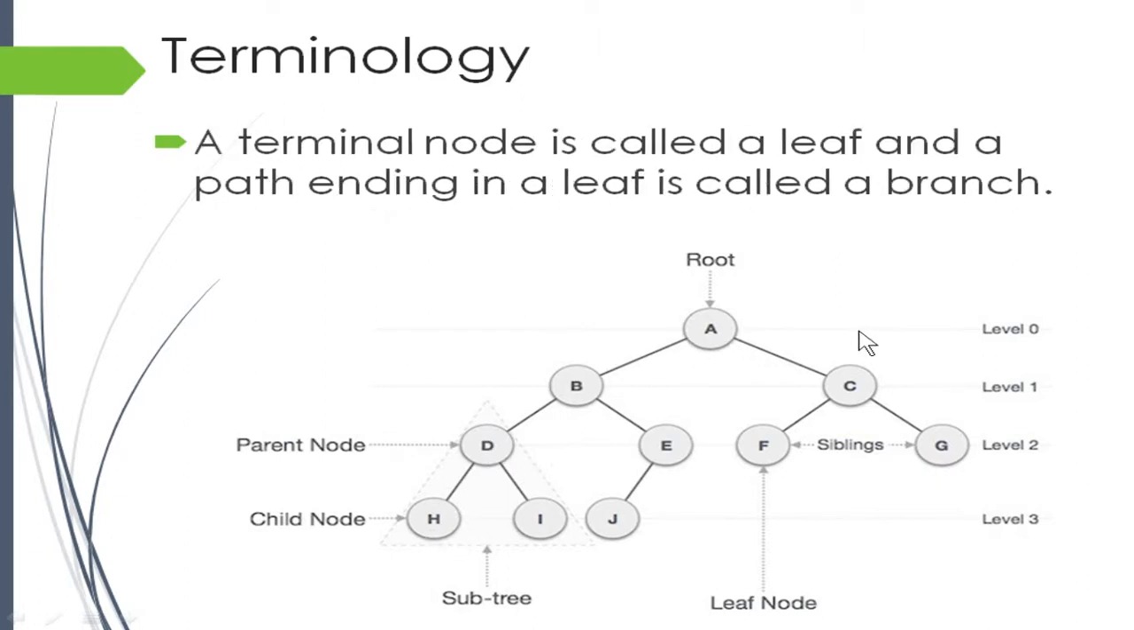Okay. A terminal node is called a leaf, and a path ending at the leaf is called a branch. You can see some terminal nodes available: H, I, J, F and G, which do not have nodes below them. So you call it a terminal node, or a leaf node. And the line which leads to that, D to H, is a line which leads to the terminal node. You call it a branch.